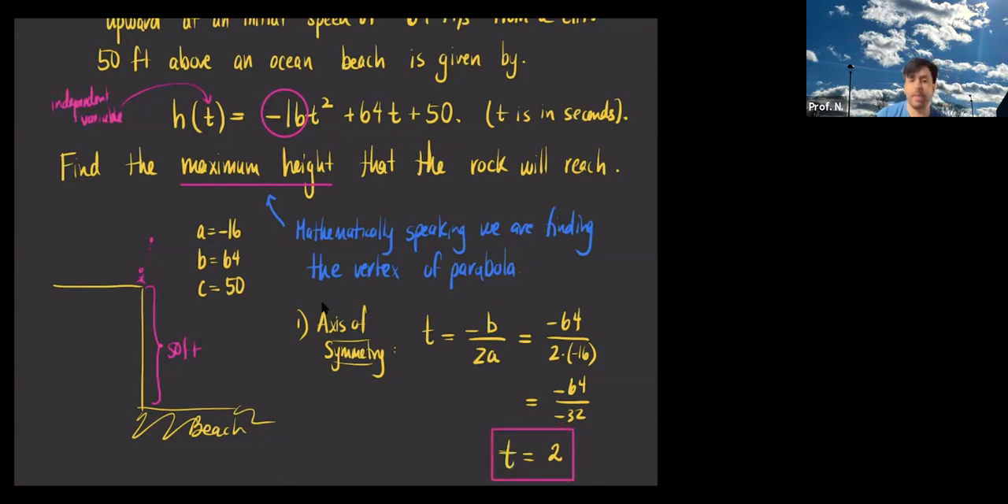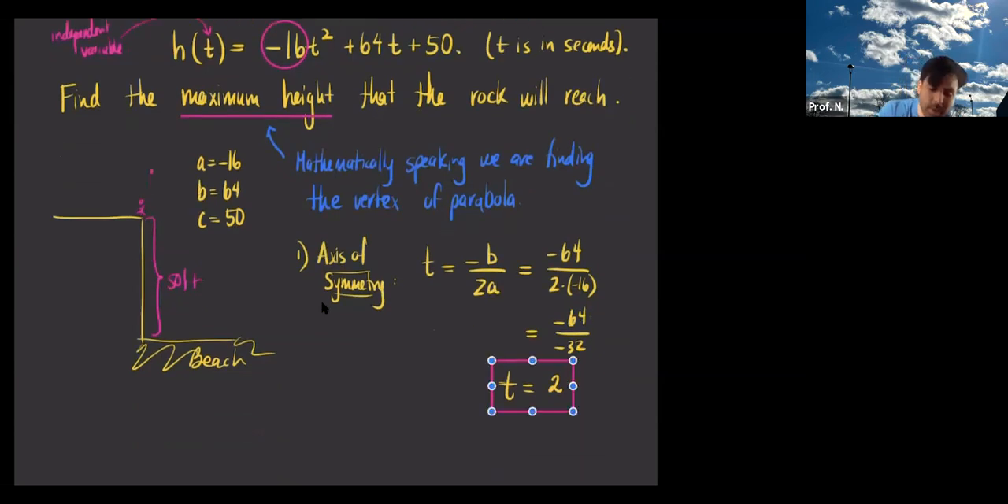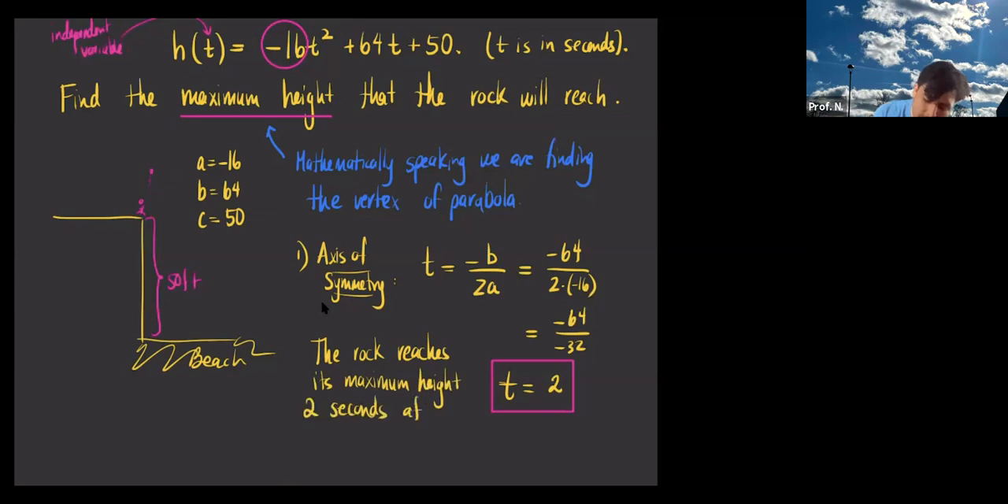So t equals 2. What does this mean in words? Now I have to learn how to interpret what we get. Let's write it this way: the rock reaches its maximum height two seconds after it is thrown. After 2 seconds, that's how high it gets. That's the maximum height. And then it falls down, comes back down.